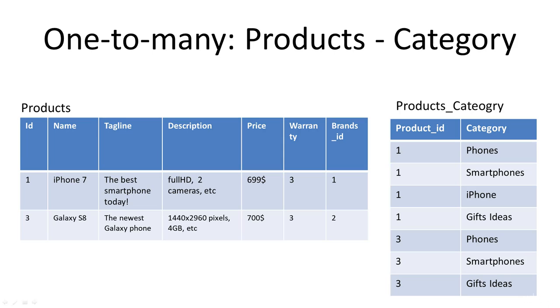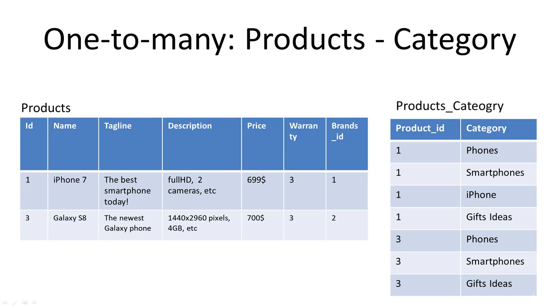Well, theoretically, if you keep the categories as simple strings, this could work, but this is not optimal. First of all, imagine that you could have 1000 smartphones. That means that in the products category table, you'll have to repeat the word smartphones 1000 times and another 1000 times the word phones. Lots of redundancy.